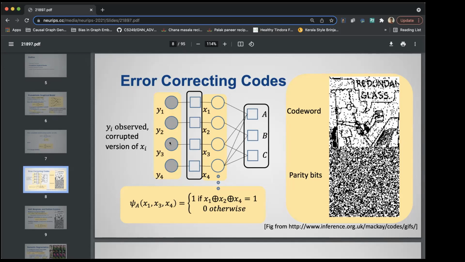So the input variables here, yi, are the observed bits, but they might be corrupted versions of the xi random variables here. And we also have some factors. So in particular, could anyone try to guess what the significance of the factors are?